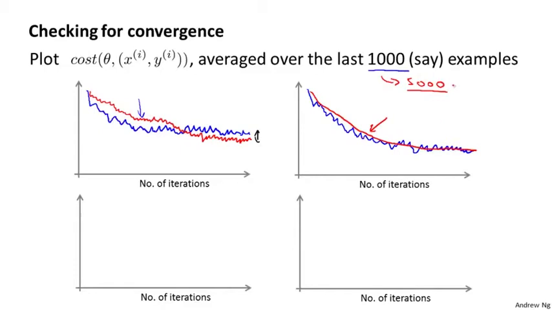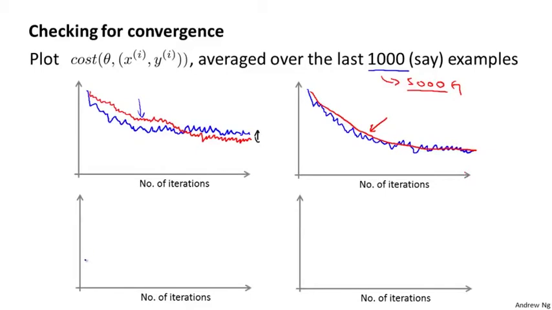The disadvantage of making this too big, of course, is that now you get one data point only every 5,000 examples. And so the feedback you get on how well your learning algorithm is doing is maybe more delayed, because you get one data point on your plot only every 5,000 examples rather than every 1,000 examples.